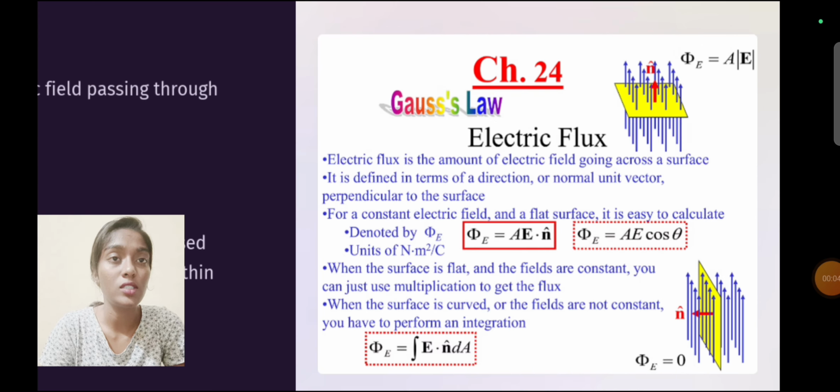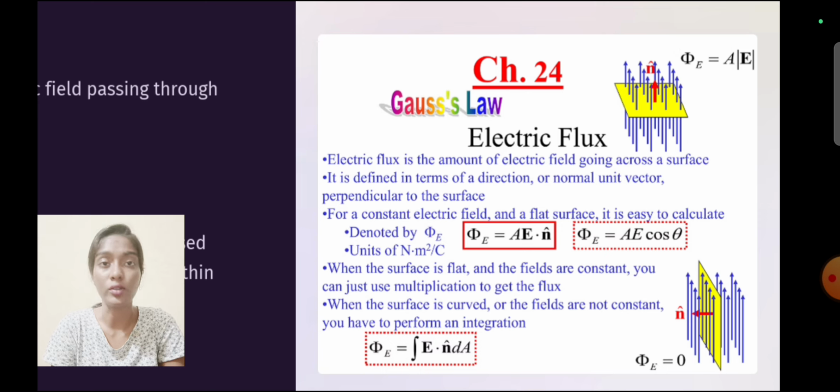Gauss law electric flux. Electric flux is the amount of electric field going across a surface. It is defined in terms of a direction or a normal unit vector perpendicular to the surface. For a constant electric field and a flat surface, it is easy to calculate. Denoted by phi e, units of newton meter square per coulomb, phi e equal to A E into n vector, phi e equal to A E cos theta. When the surface is flat and the fields are constant, you can just use multiplication to get the flux.